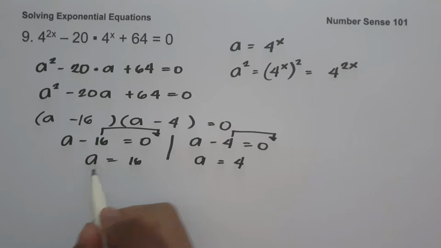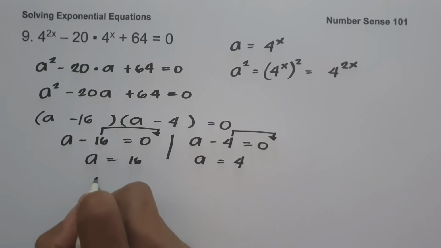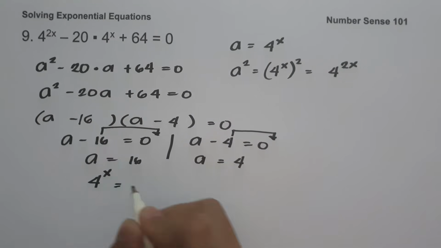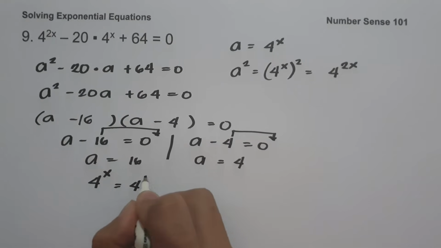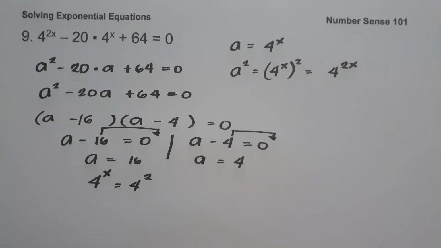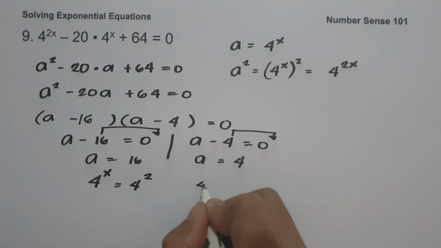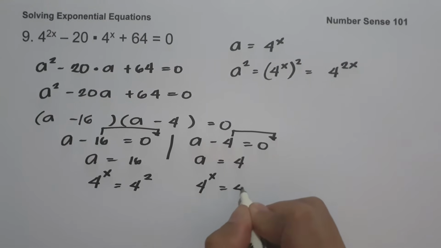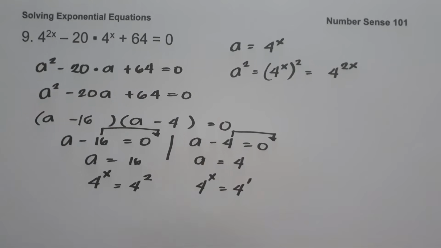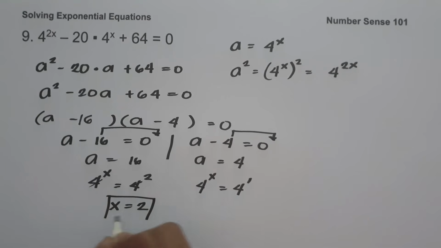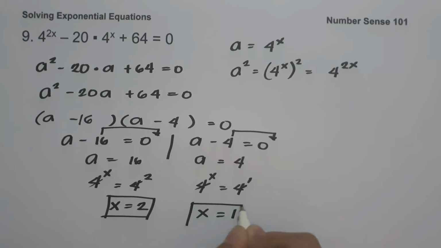Since the value of a is 4 raised to x, let us have 4 raised to x and let us express 16 with a base of 4, that is 4 squared. 4 squared is 16. And let us have 4 raised to x equals 4 raised to 1. So since we have the same base, the value of x is x equals 2 and x equals 1. And this will be our answer.